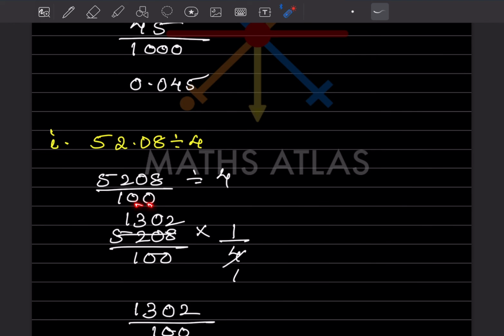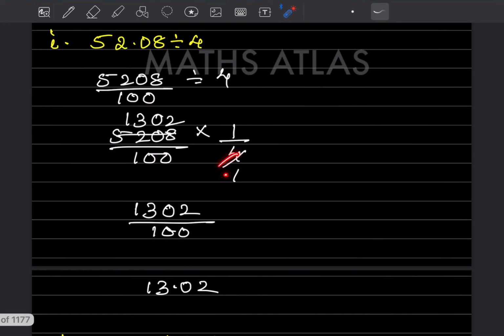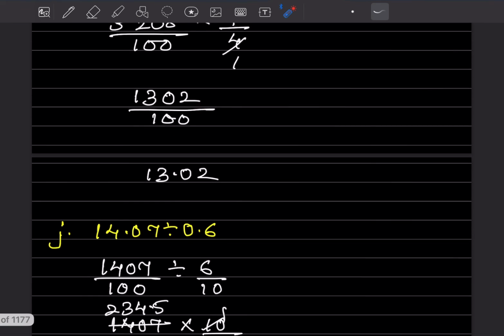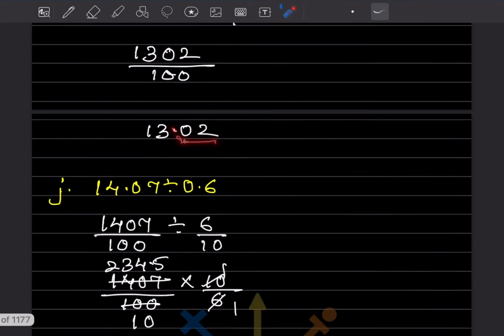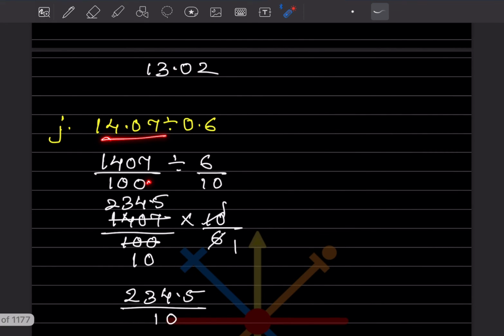Same here, divided by 100. Same. So what will you do? This will be multiplied. So this is going to be 4 by 1 means 1 by 4. 4 ones are 4, 4 1302s are. So 1302 divided by 100. So 2 decimals means 2 zeros, which means after 2 numbers we are going to put a decimal. This will be divided by 100.